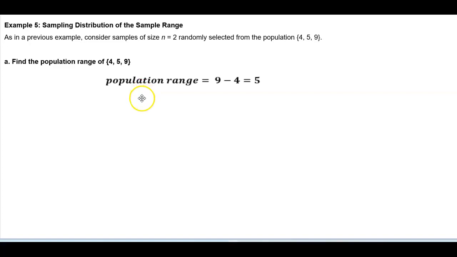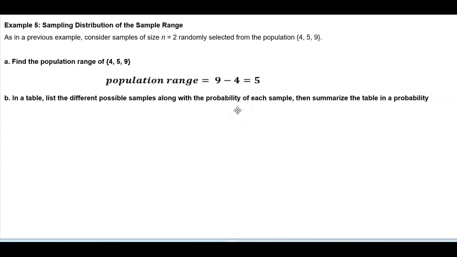Example 5, sampling distribution of the sample range. As in the previous example, consider the samples of size n equals 2, randomly selected from the population of 4, 5, and 9. So find the population range of 4, 5, and 9. Well, the population range would take the value of the maximum and subtract the value of the minimum. So 9 minus 4 is going to equal 5.